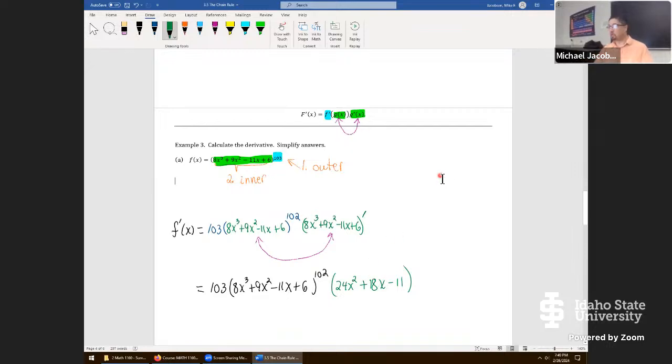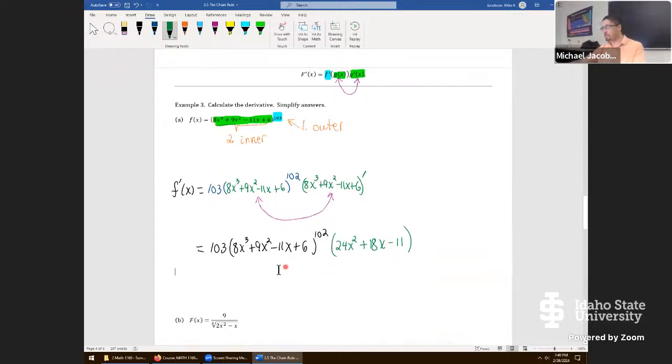Well, we did it. That's our first honest, this is what an exam, quiz, homework question would look like, chain rule problem. Any questions at all? Let's try a couple more just for the sake of practice.